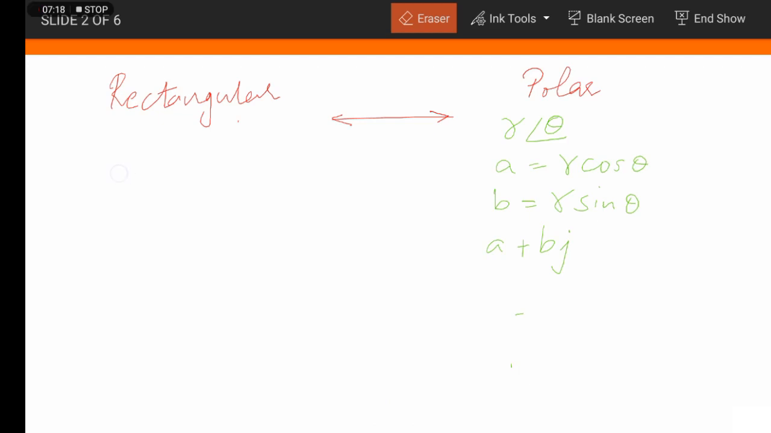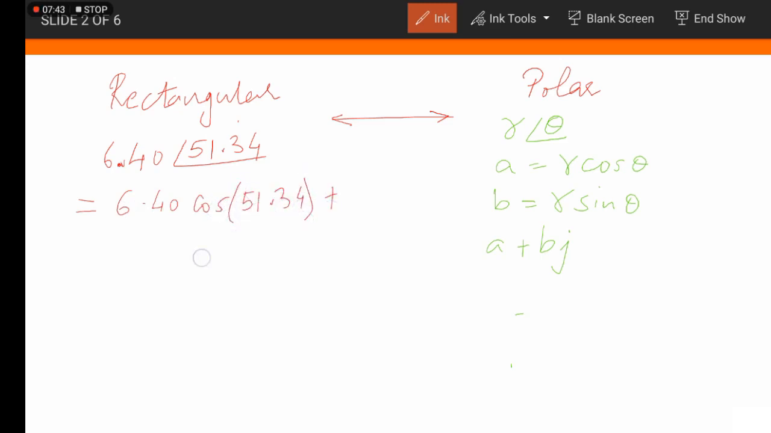So basically now here we have 6.40 and the angle was 51.34. So how to get A? A is R cos theta. So it is 6.40 cos 51.34 plus j R sin theta.